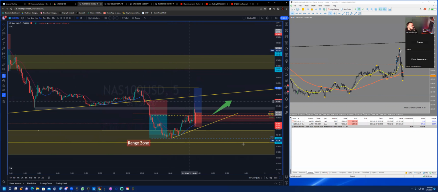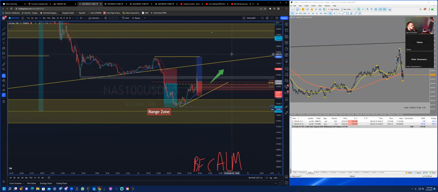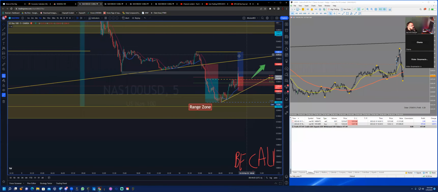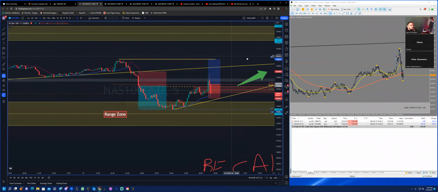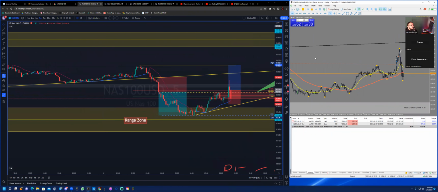But the idea is to be calm, man. Be calm. Just because you see a big old fat red candle in there don't mean you gotta touch the button, man. That's the button right there. And it's gonna blink at you too. See how it's blinking blue and red? Touch me, touch me.